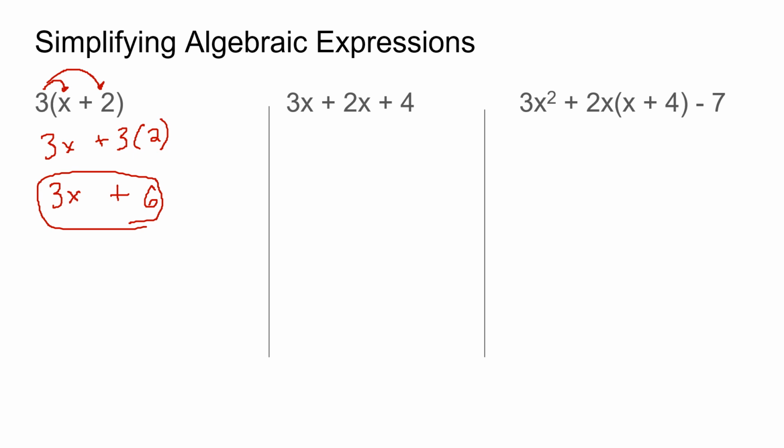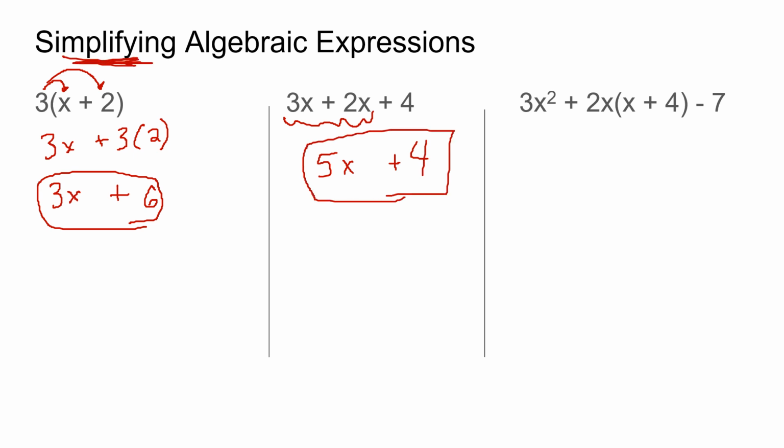In this second one, I've got 3x plus 2x, and that's kind of like putting the peaches together. Now I got 5x, and I've got this 4 hanging on. So that's as simple as that one could go. And that's all they want us to do here, just simplify algebraic expressions.